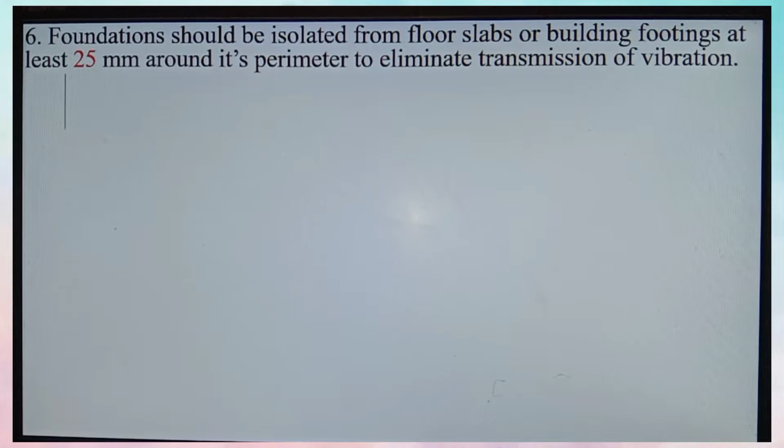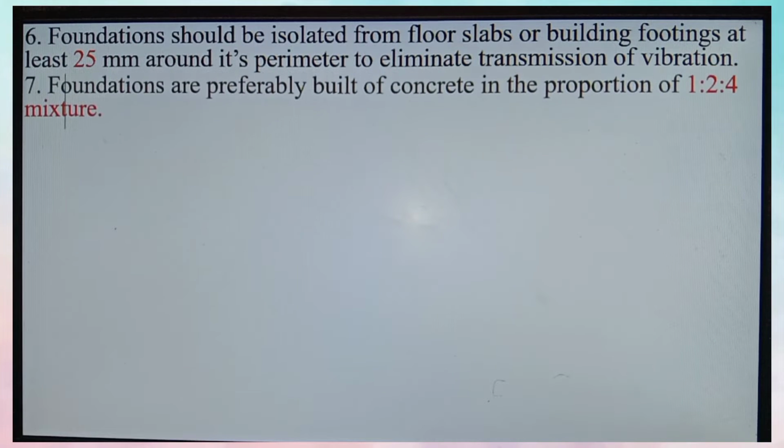This vibration is produced by the unbalanced forces of the machine. So at least we need to isolate at least 25 mm around its perimeter to eliminate transmission of vibrations. This is the normal practice in designing foundations. Also, we need to consider the isolation of the foundation from the buildings. Okay.